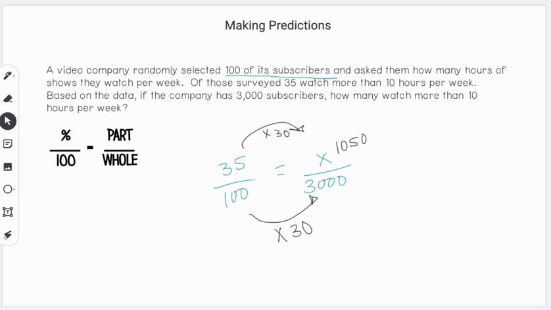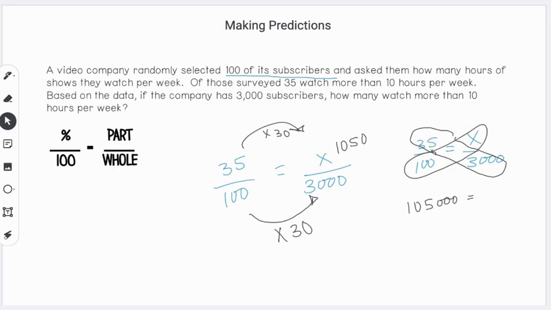If that's confusing, remember that you can also cross multiply. So to cross multiply, I simply go diagonal in the fractions. So 35 times 3,000 would give us 105,000. And then 100 times x gives us 100x. And then think back to our equations. So to get the variable by itself, I need to divide by 100. Either way, you should get 1,050 for your answer.